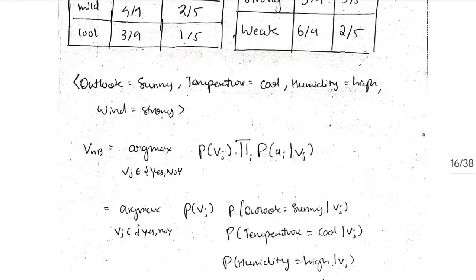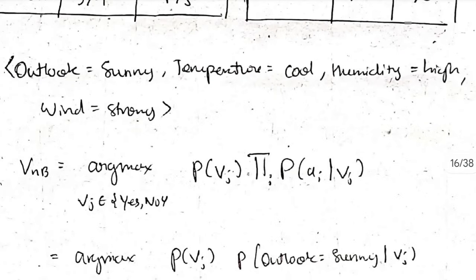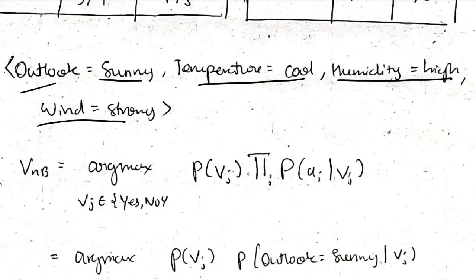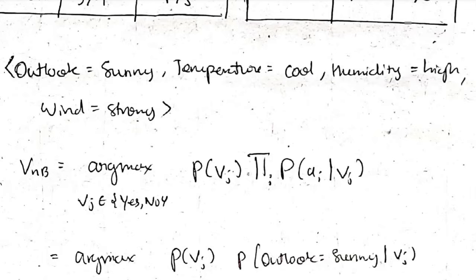Okay, that's all. Now observe carefully what is given here. Outlook is equal to sunny, temperature is equal to cool, humidity is equal to high, wind is equal to strong. We are doing this for the naive Bayes classifier. Many questions like this will come, so make sure you remember this. This is for the naive Bayes classifier. What you have to do.